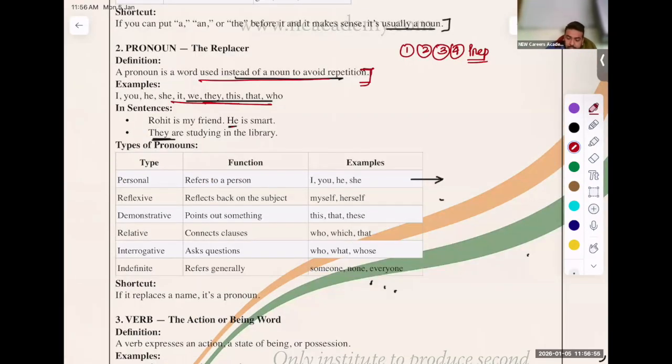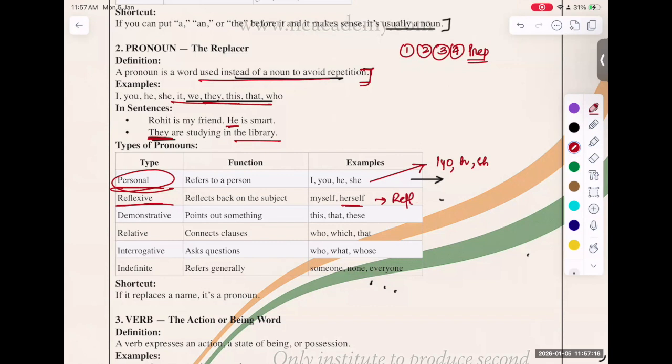Will not push it. Rohit is my friend, he's a smart person. They are studying in the library. When we come to types, personal refers to a person: I, you, he, or she. These are called personal pronouns. Reflexive: myself, herself, themselves. That is, when we end with self, we call it reflexive. Just remember like that. Demonstrative: that, these, this.